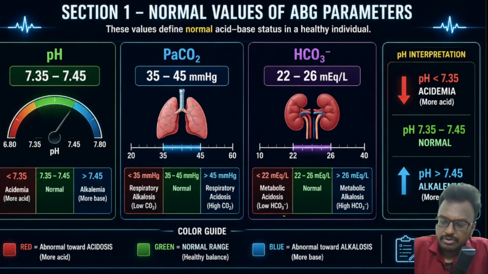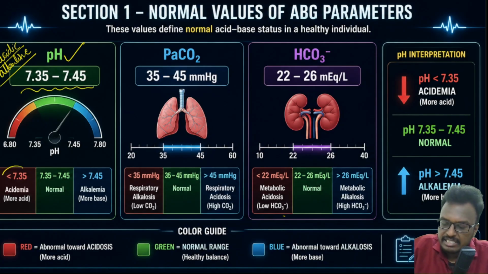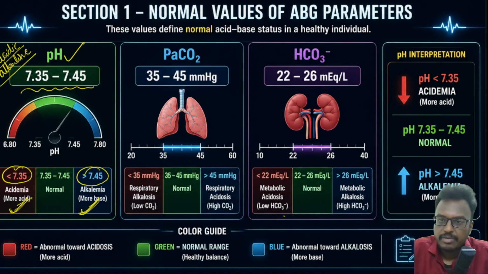The first one you have to know is the pH value. The pH value indicates whether the blood is acidic or alkaline. The normal blood pH range is 7.35 to 7.45. If it is less than 7.35, it is called acidemia, more acidic blood. If it is more than 7.45, it is alkalemia, more base is present in the blood.